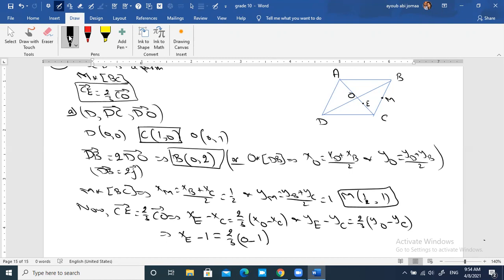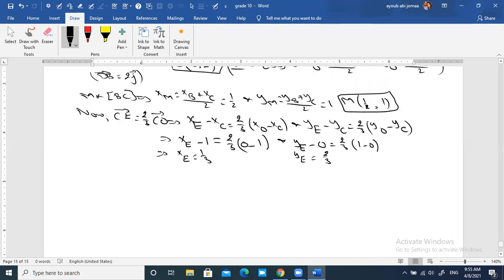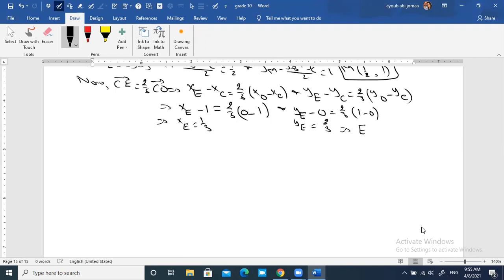Then Y of E minus 0 is equal to 2 over 3 Y of O, which is 1 minus 0. Then X of E is negative 2 over 3 plus 1, so 1 over 3. And Y of E is 2 over 3. So E has the coordinates 1/3, 2/3.